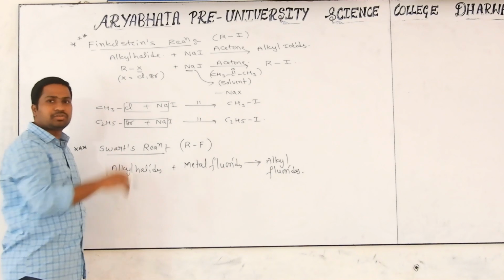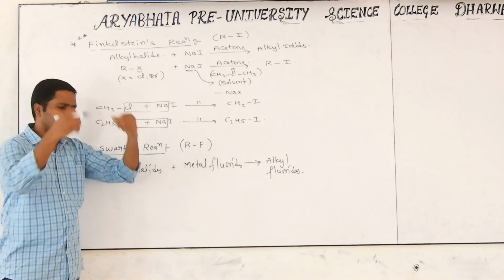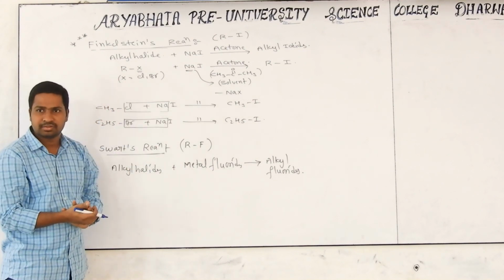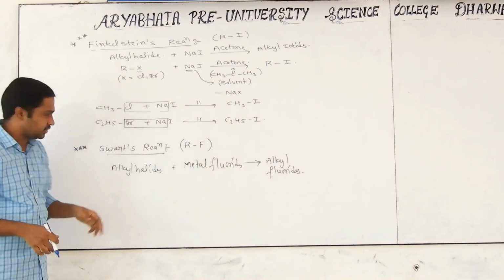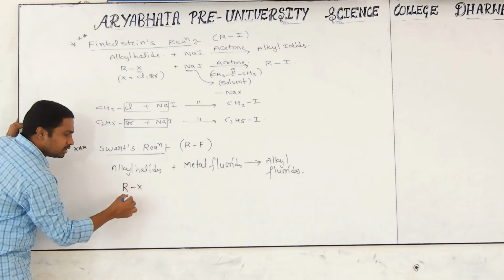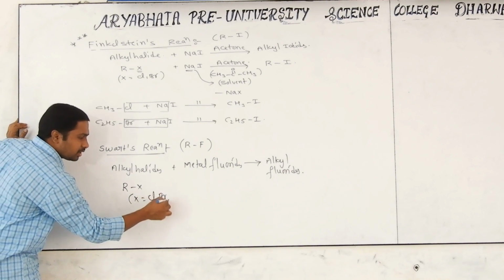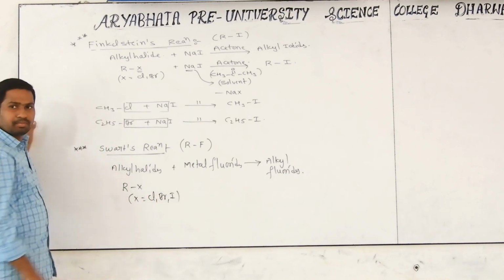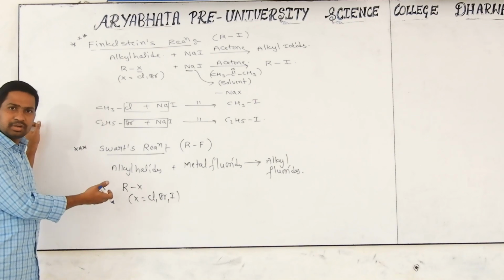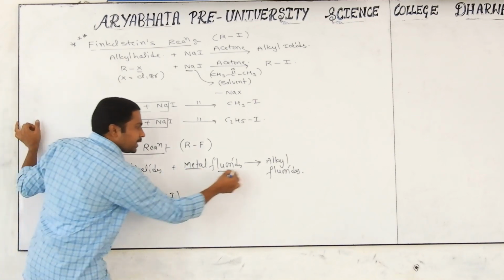We are not going to use any special solvent. Why? Because fluorine compounds are highly reactive chemicals. Alkyl halides are generally represented by RX, but here X is chlorine, bromine or iodine. A fluoride compound cannot be taken, because its reactivity will be less. It will be treated with metal fluorides.